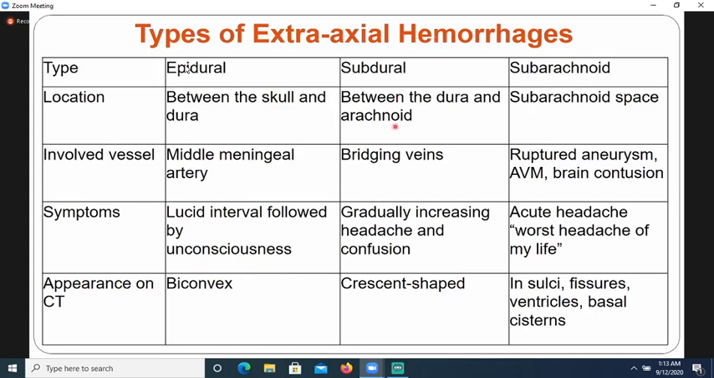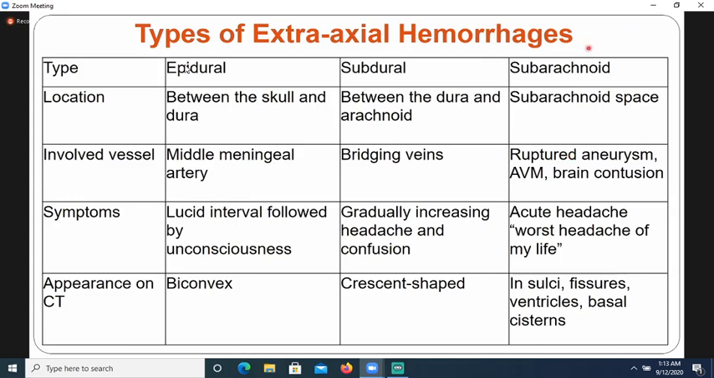Subdural is between the dura and the arachnoid layer. It is due to tearing of the bridging veins, in which the patient usually presents with a gradually increasing headache and confusion. On CT, it appears as a crescent shape.